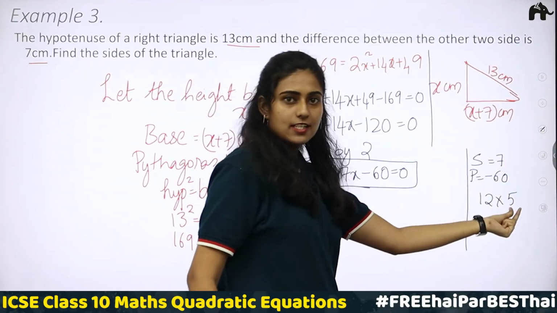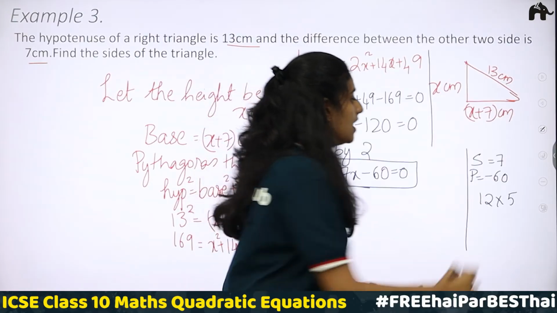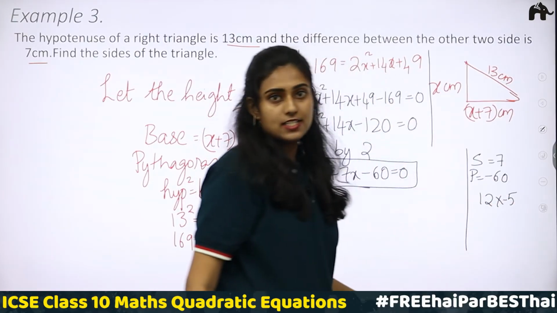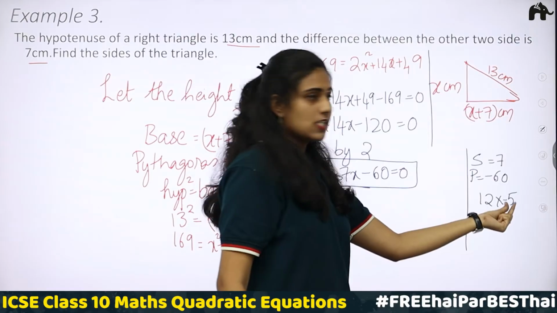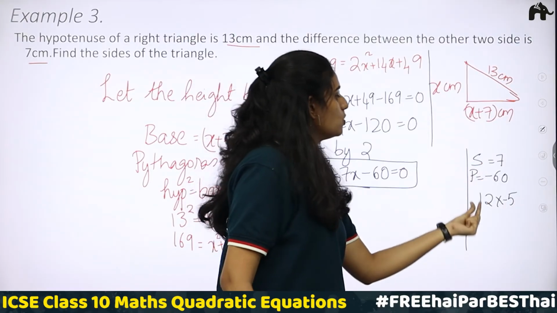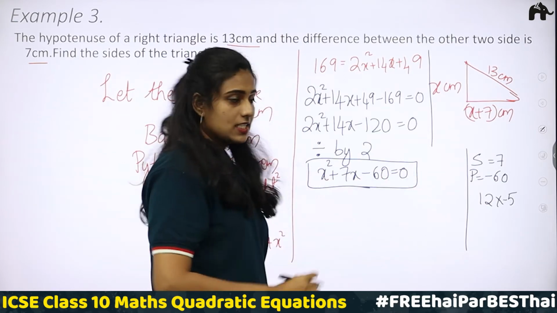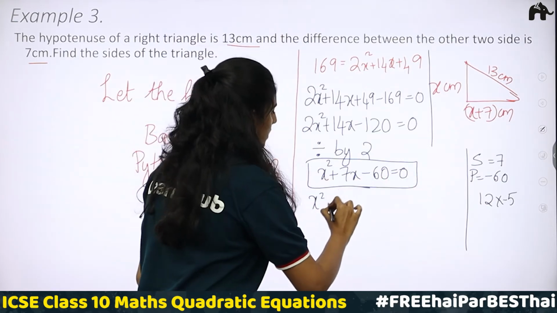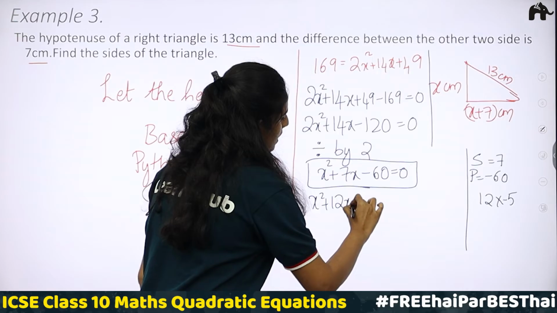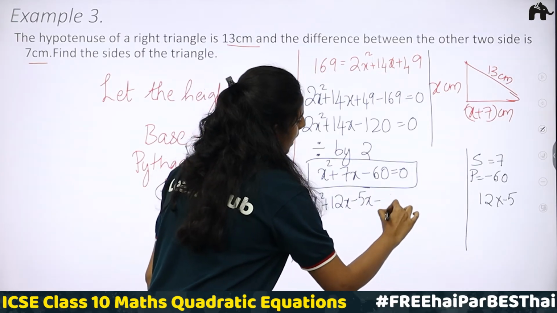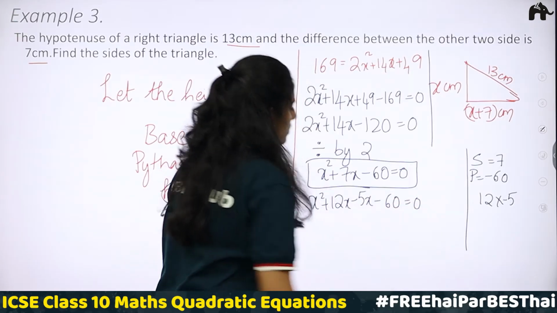12 and 5, which is greater? 12 is greater, right? Therefore, 5 should be negative 5. 12 into minus 5 is minus 60. 12 minus 5 is 7. Okay, now we can split the middle term. x square plus 12x minus 5x minus 60 is equal to 0.